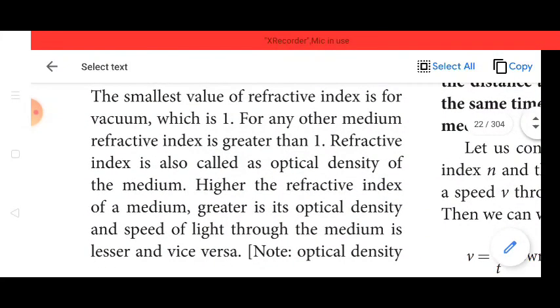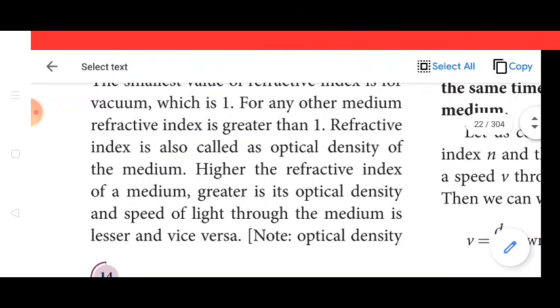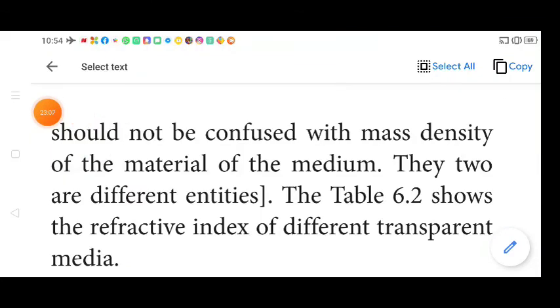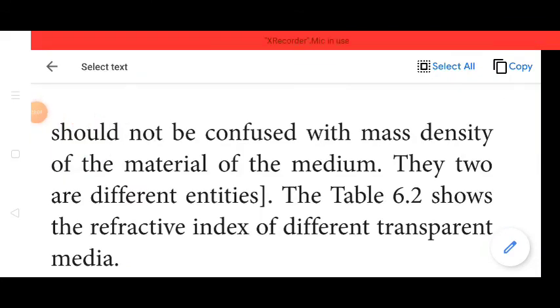The refractive index is also called the optical density of the medium. The higher the refractive index of a medium, the greater is the optical density, and the speed of light through the medium is lesser, and vice versa. You should not be confused with the mass density of the material of the medium. The two are different entities.